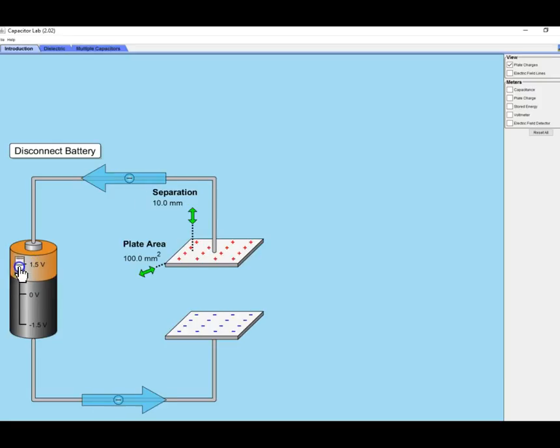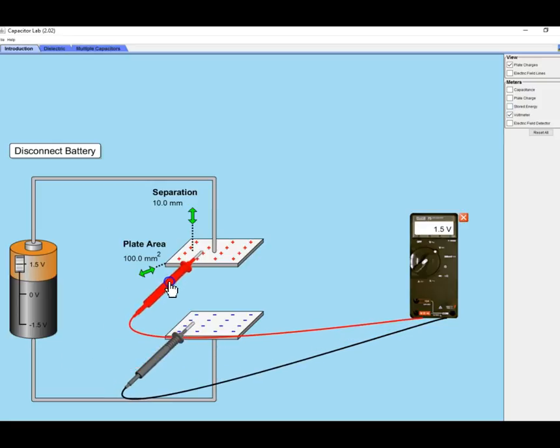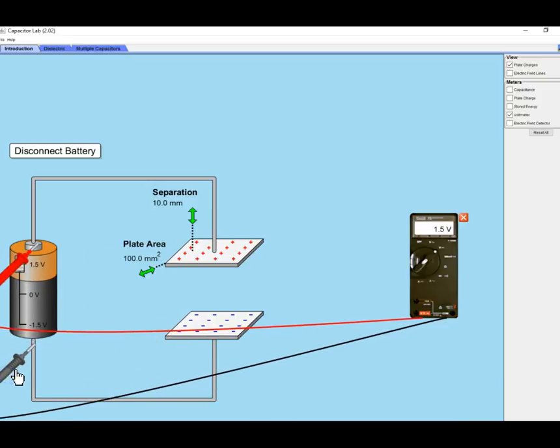Once the charging process is complete, then the voltage across the capacitor is the same as the voltage across the battery. Let me show you that by clicking over here with my voltmeter. Right there. I'm going to put this across the negative one and this on the positive, and you can see that's 1.5 volts, which is again the same as the battery voltage.